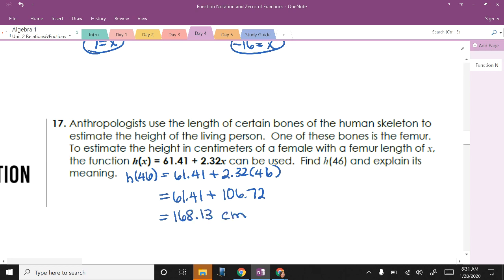168.13 centimeters. So if a lady had a femur that was 46 centimeters long, then she was estimated to be 168.13 centimeters tall. Okay? So that's kind of what that means. You'll have to do the conversion from centimeters to inches and then inches to feet. I'm not doing it today. I'll get to that in a second.